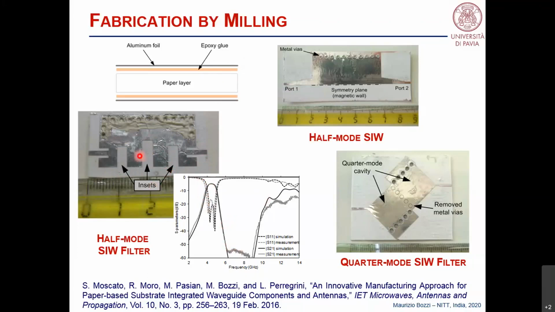This is a filter like the one you have seen before. This is a half mode SIW, and this is a quarter mode cavity filter. So this is another possible solution to implement SIW circuits on paper.